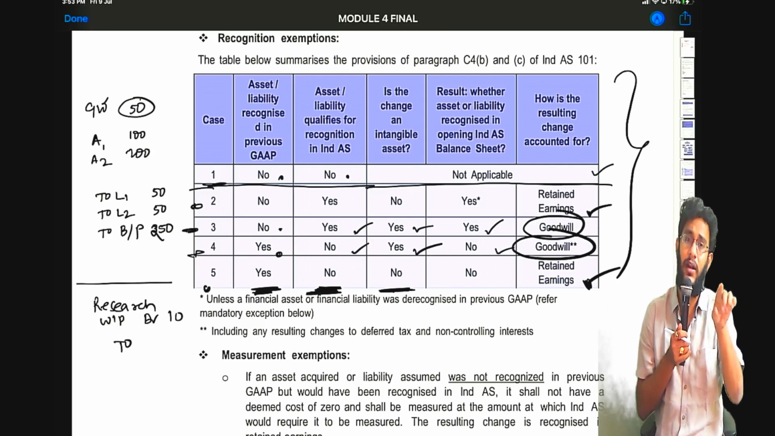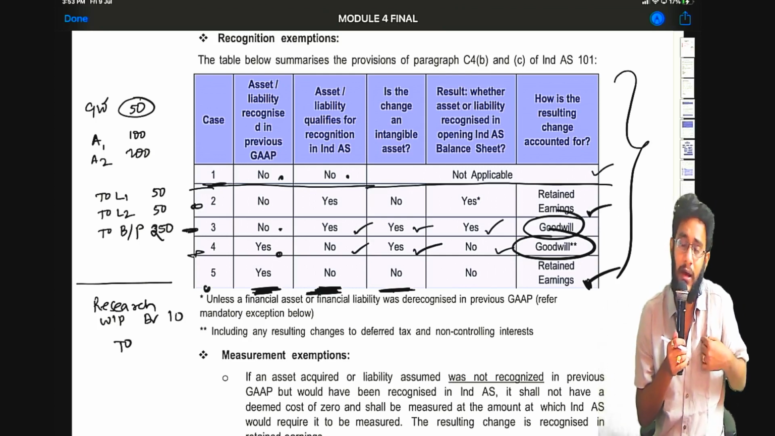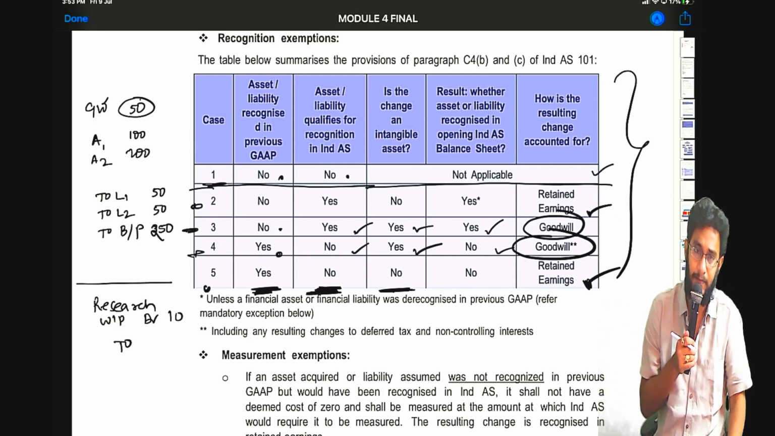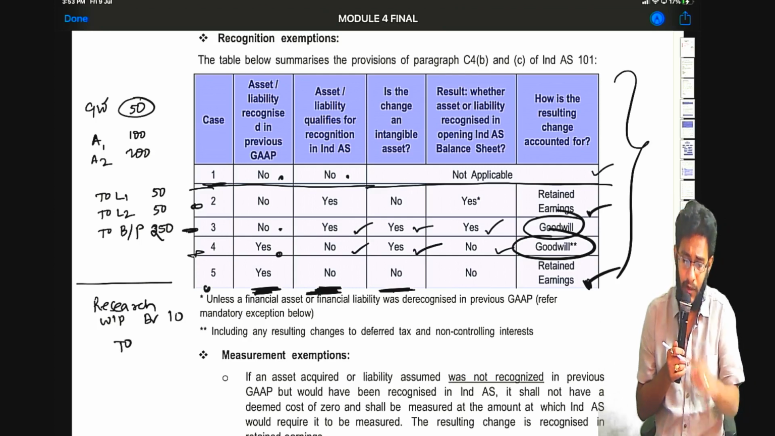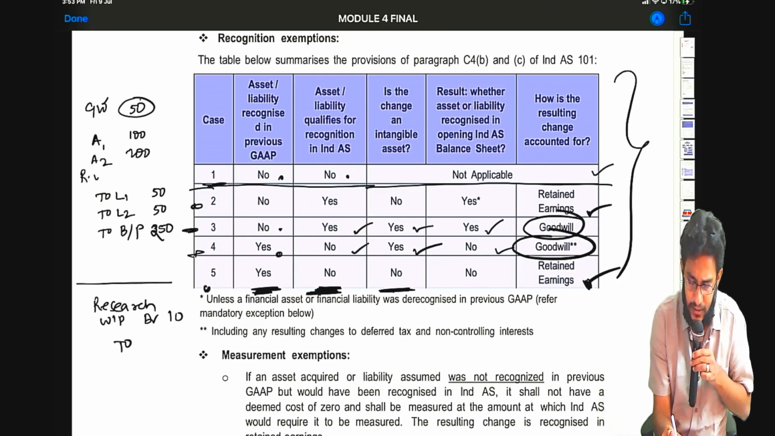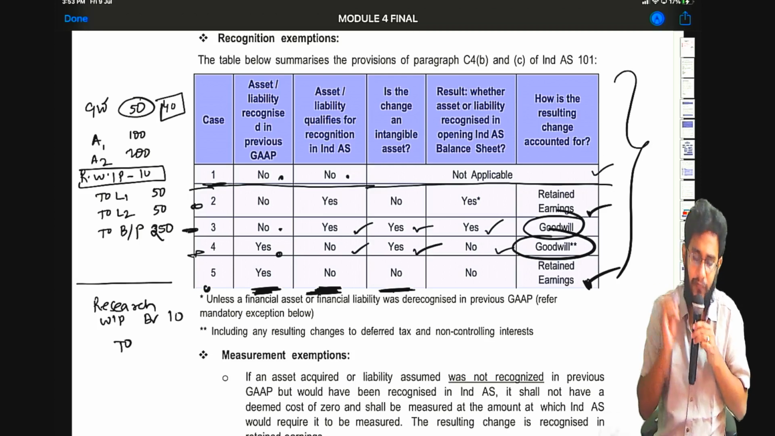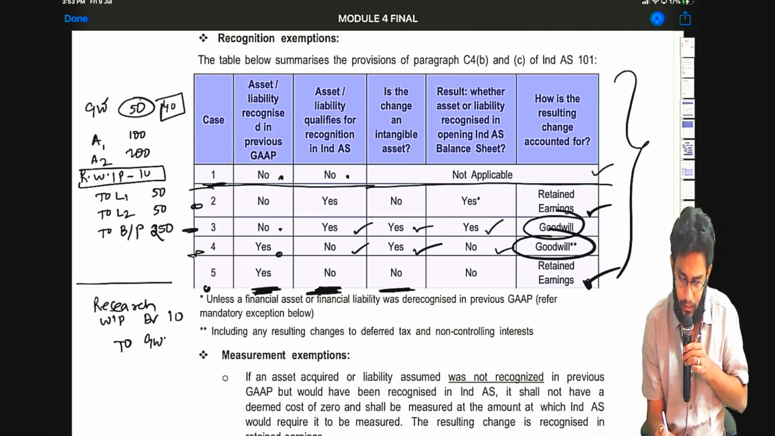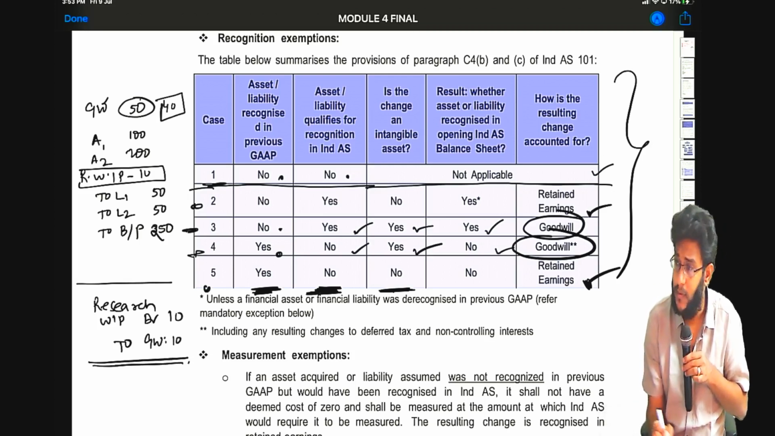On the original date only, had you allowed me to recognize research WIP as an asset, what would I have done? Here I would have recognized research work in progress. Then, had I recognized this, this would have been 40 and not 50. So therefore, goodwill you have to adjust. That's the only reason, sir.